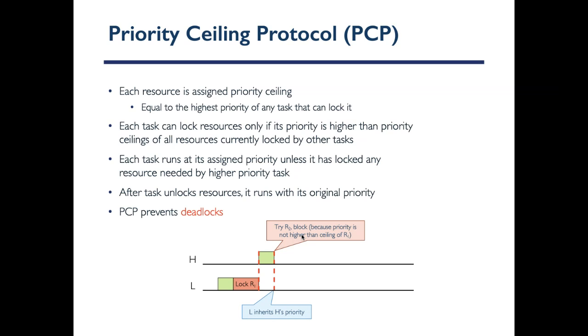L at this point will inherit H's priority. It will lock R1, and at some point it will lock R2 as well, and it finishes. And then we can go to H and let H do its stuff.